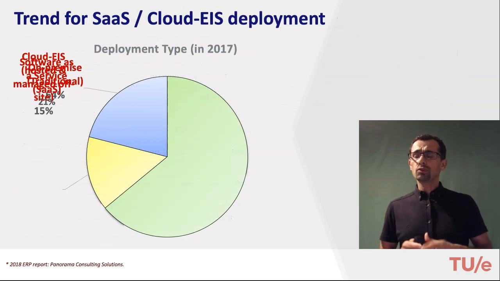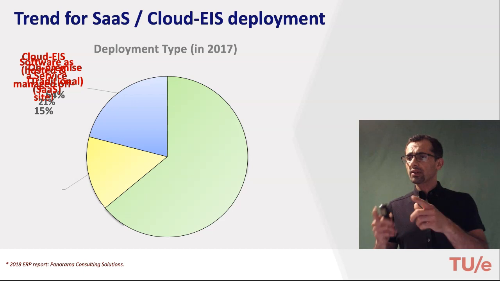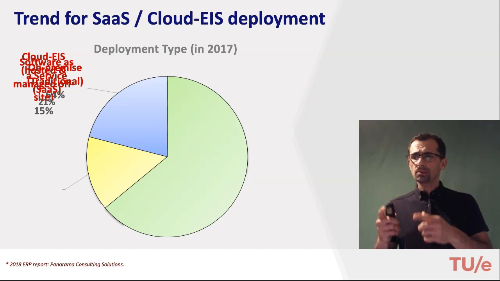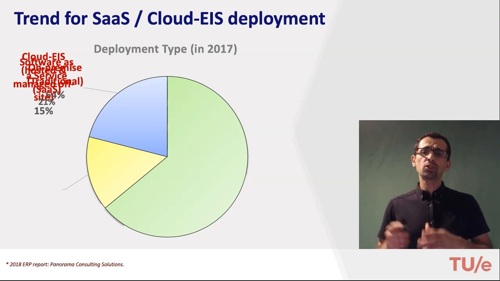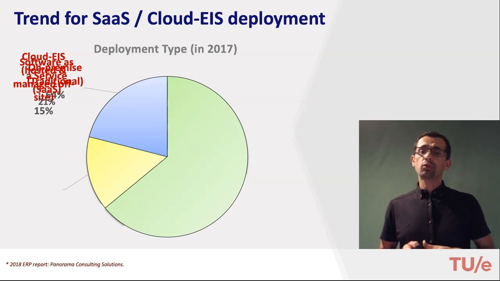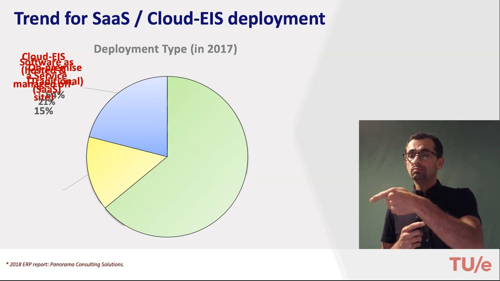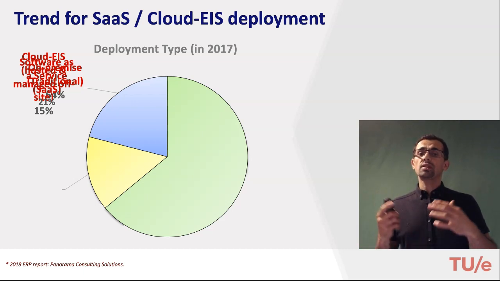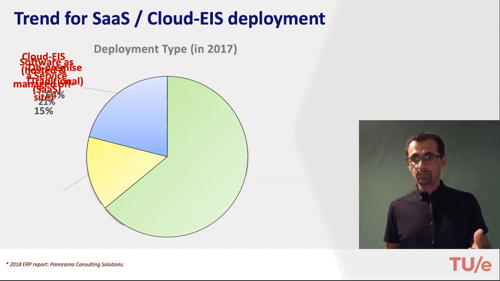Now, let me show you. The graphic right now is going mad. I don't know what happens, but you will receive the slides anyway. Let me show you the current status with respect to enterprise system provisioning in practice. The data comes from the annual report for the Panorama Consulting ERP survey, here indicated in the footnote, and the graphic shows the status for 2017.